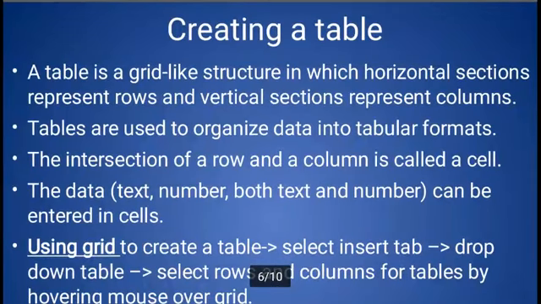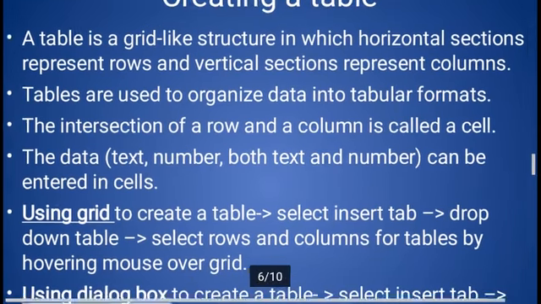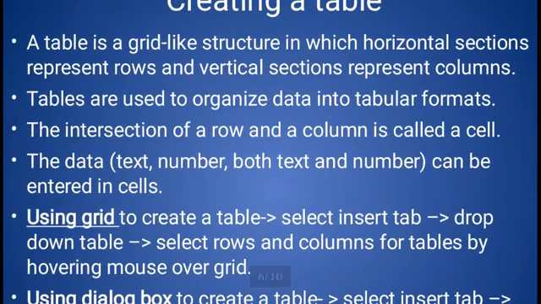Now, creating a table. Suppose you have actual facts, you can display your data in a tabular style. For this purpose, Microsoft Word or any word processing software provides a tabulating facility. A table is a grid-like structure in which horizontal sections represent rows and vertical sections represent columns. We know very well tables are used to organize data in a tabular format. The intersection of a row and a column is called a cell. In a table we can type all kinds of data, text data and number data. Both text and number data can be entered in a cell.